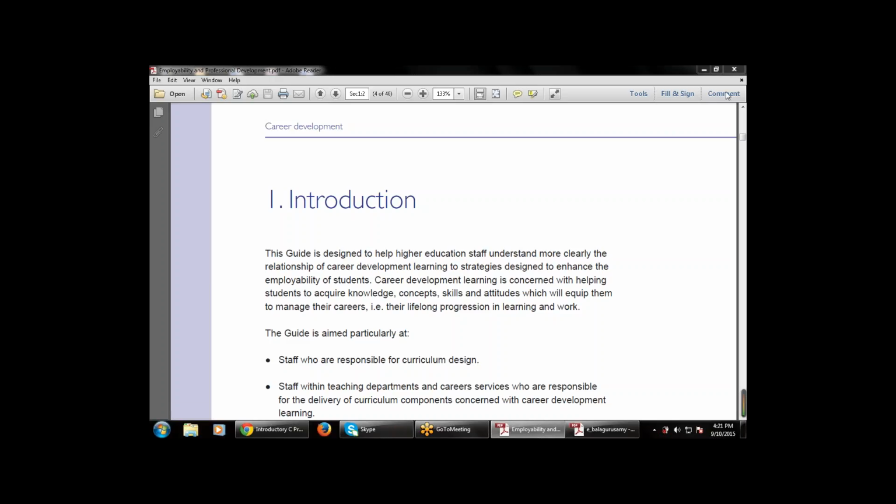So this guide is designed to help the higher education staff, that is the staff who are working somewhere but are also students like you, to understand more clearly the relationship of career development learning to strategies designed to enhance the employability of the student, that is how students get their employability. So this guide is generally aimed at the following.